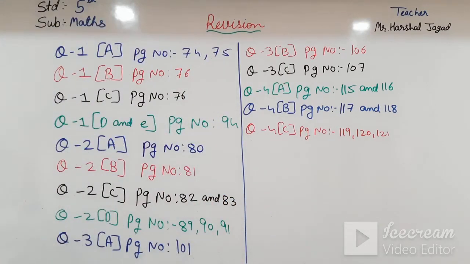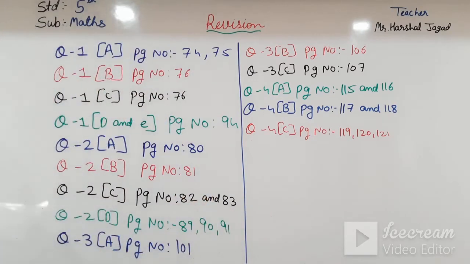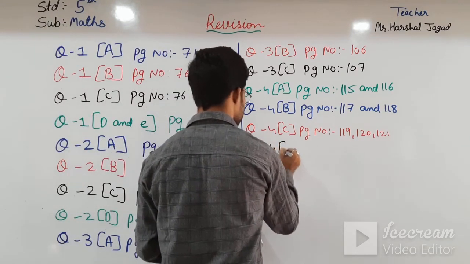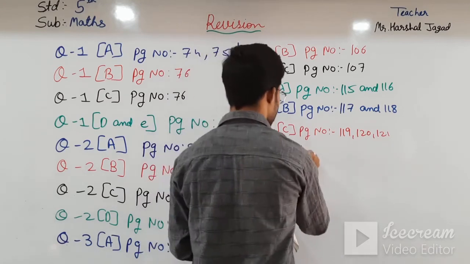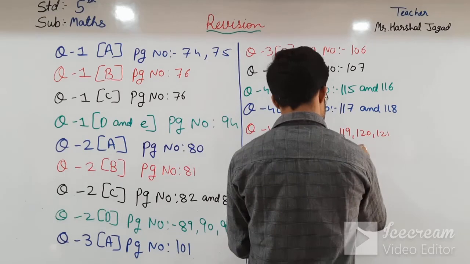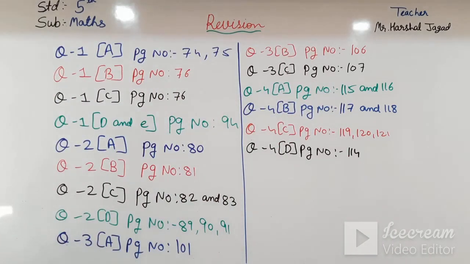And the question 4D, that is shade the part given to compare. So it is on the page number, question 4D, that is on the page number, you can see 114. Okay students, 114.